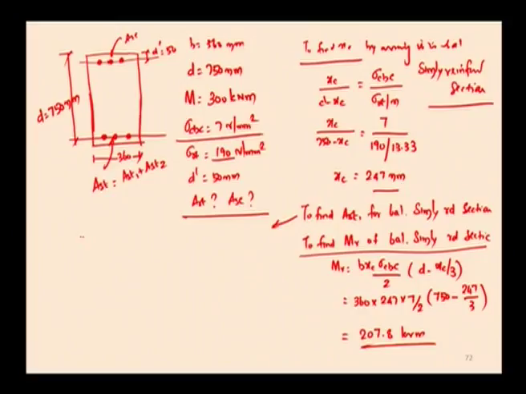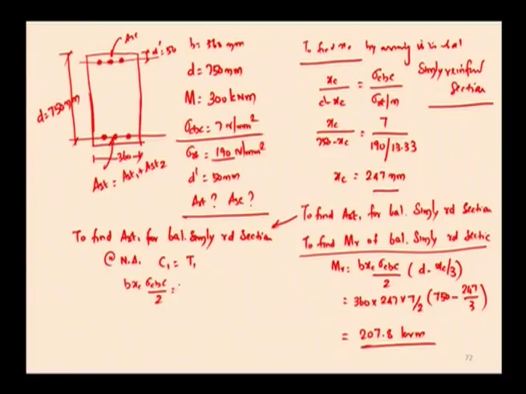Now, to find AST1 for the balanced singly reinforced section, at the neutral axis C1 is equal to T1, that is B XC sigma CBC by 2, which is equal to AST1 into sigma ST. Or MR is equal to AST1 sigma ST into D minus XC by 3. This is the moment of resistance of the balanced singly reinforced section. We can also use this expression to find out AST1.